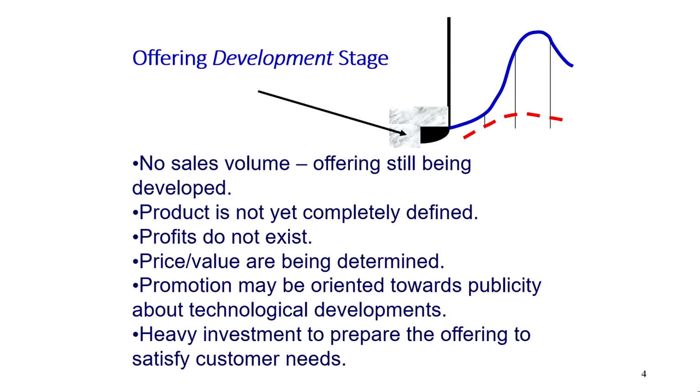So, the development stage, as we were just now discussing: no sales volume, the offering is still being developed, the product is not completely defined because we start with a number of assumptions, some of which may have to be revised with the feedback coming from the beta customers or the early adopters. Obviously, there is no profit at this stage because there are no sales, and therefore the price value relationship is yet to be determined in its entirety.